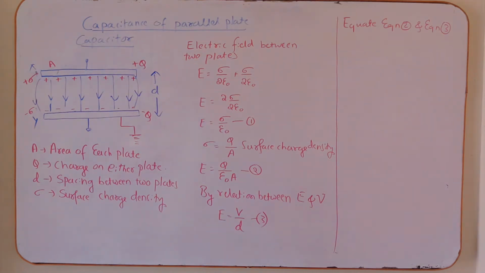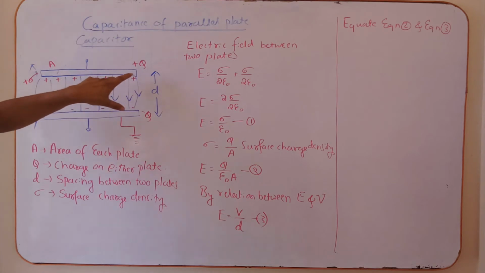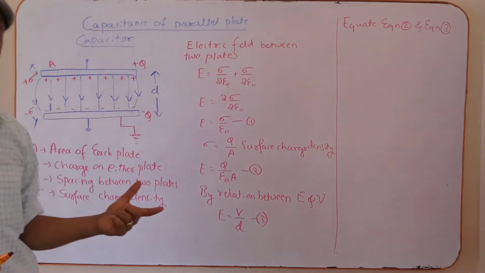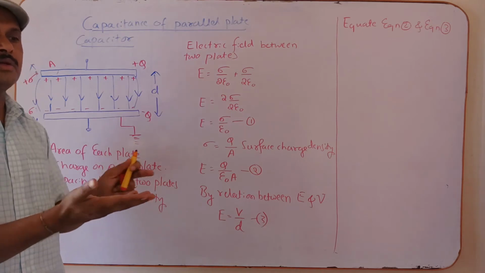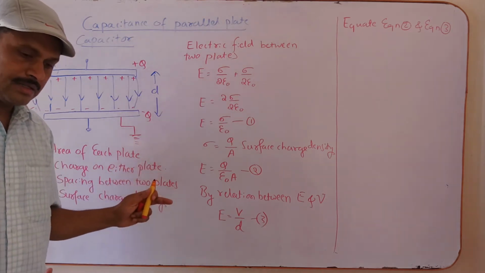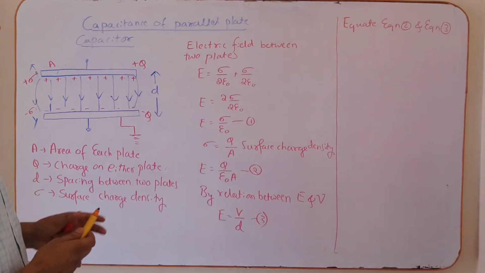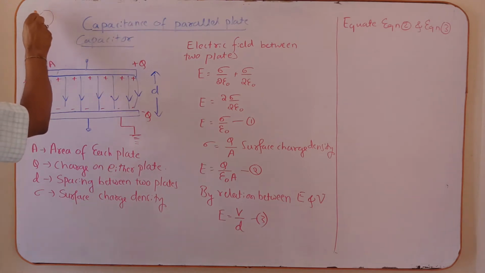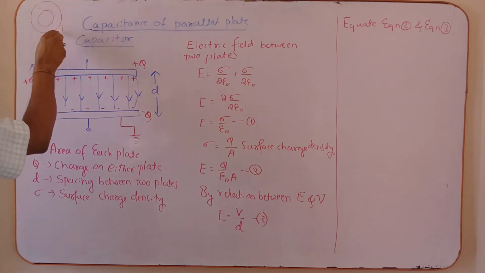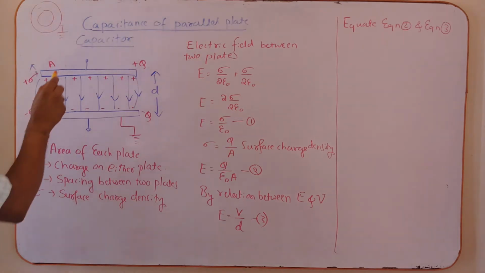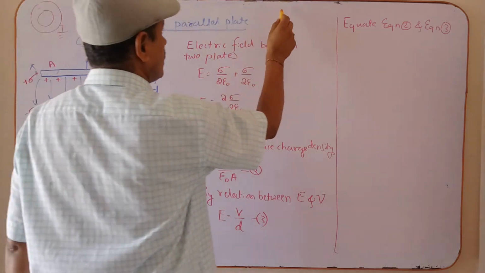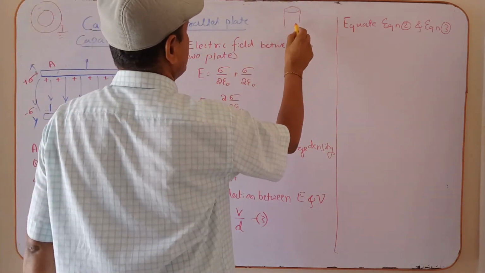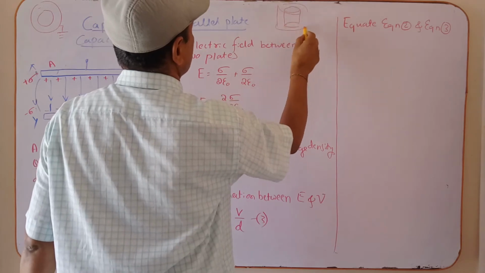And there are different types of capacitors. It is based on the shape of the two conductors. If the two plates are parallel, then it is said to be parallel plate capacitor. This parallel plate capacitor may be rectangular plates, square plates, or circular plates, whatever it may be. If the two identical conductors are spherical, then it is said to be spherical capacitor. If the two conductors are in cylindrical shape, then it is said to be cylindrical capacitor.